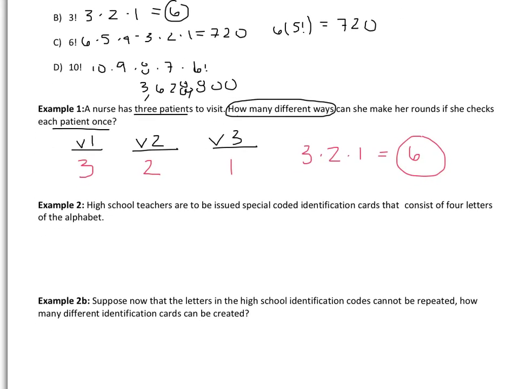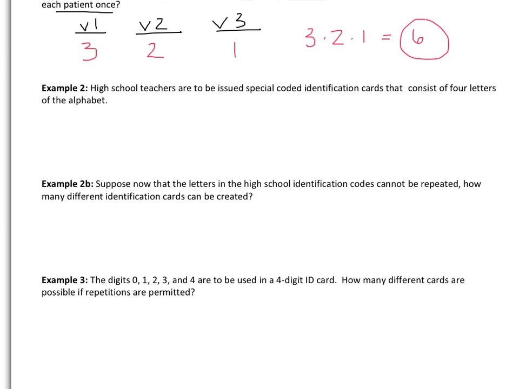Let's do another example. High school teachers are to be issued a special code identification card that contains 4 letters of the alphabet. Okay? So let's think about what this is saying. This is saying we have some sort of code, right?